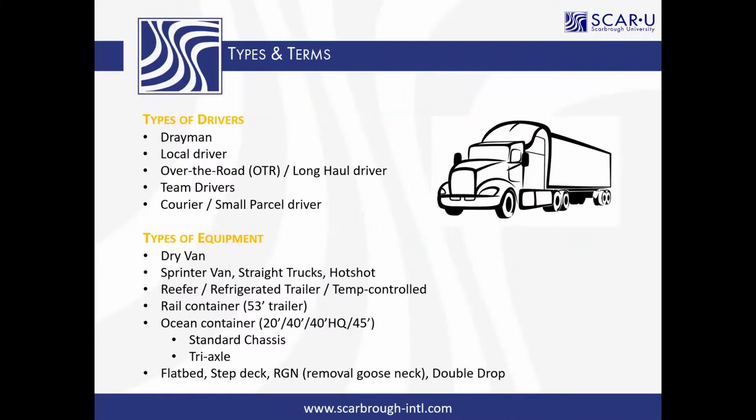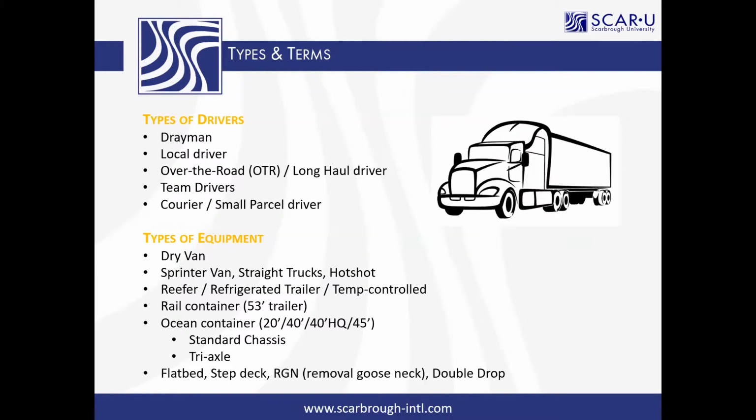Then we have the different types of equipment. We have dry vans. That's the main or the most common trailer you'll see out there. Then we have the Sprinter vans, straight trucks, and hot shots. Those are there usually for those expedited shipments. The Sprinter vans, they're not usually dock high, so that's one thing to keep in mind. If you do have to load it from a dock, you'll probably need the straight truck.